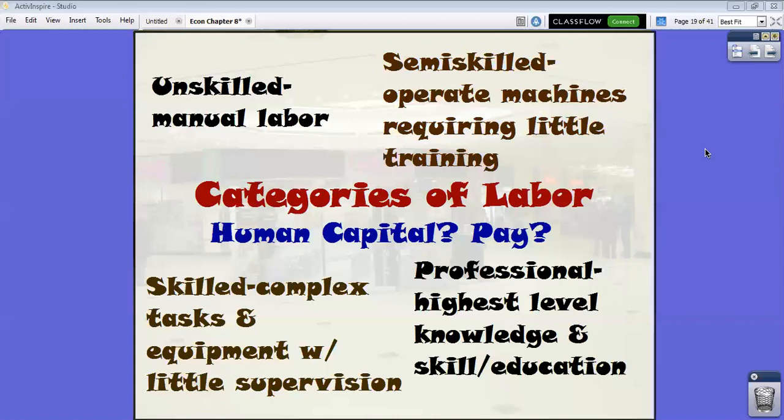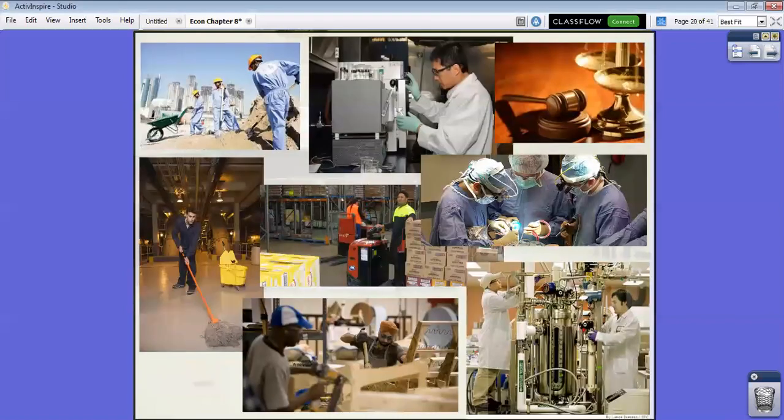And the connection to pay would be the more we invest in our human capital, the more pay we can expect. Unskilled workers are going to receive the least amount of pay, and then our professional will get the most amount of pay. So continually investing in human capital will result in a higher paycheck. So this just gives us pictures of the different types of labor, from skilled all the way to professional to unskilled.